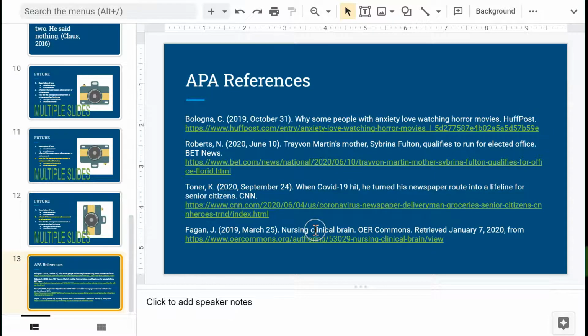And most of the time, you guys are going to be using links. So this would be your connection to your links. So you might have this one down here. You have an author, the date, and then the title of the article, where it came from, and when it was retrieved. So that's a sample of the APA references.